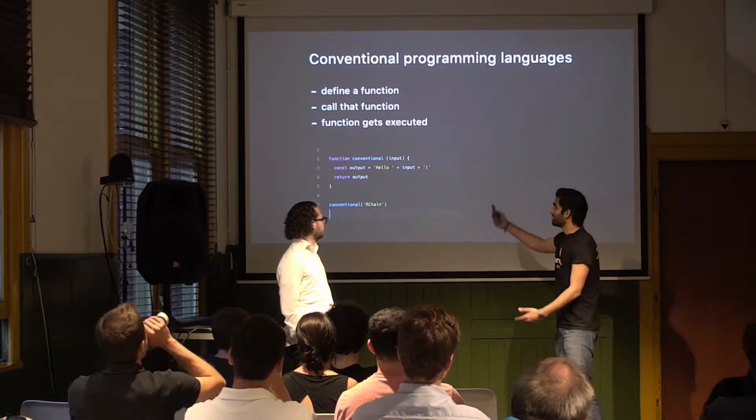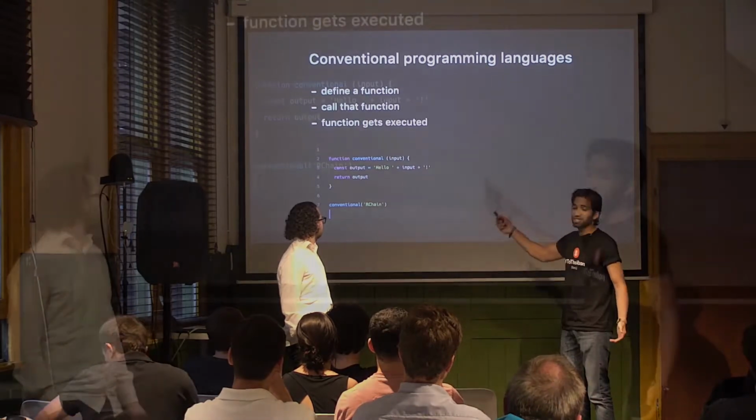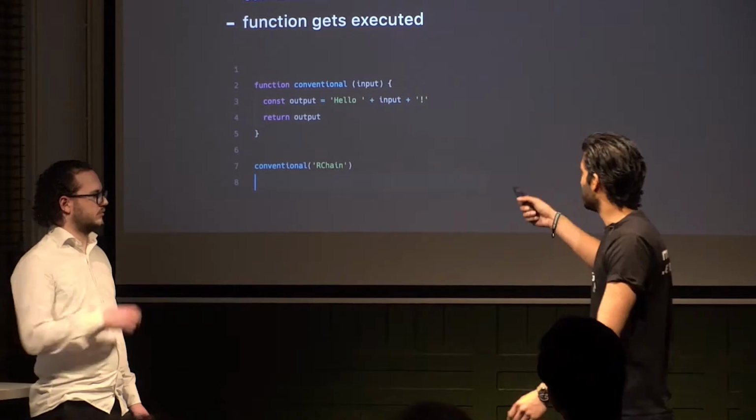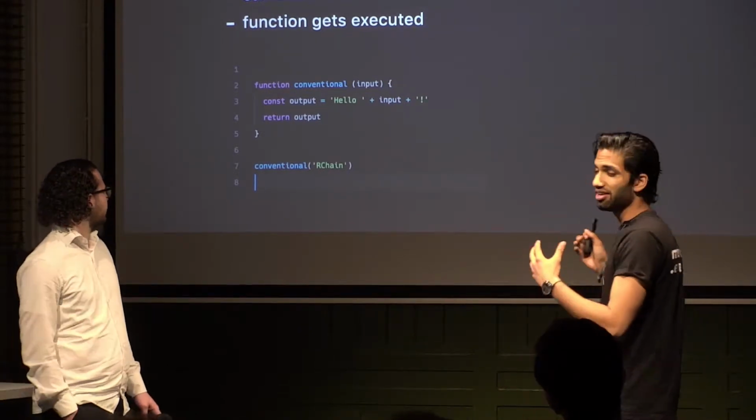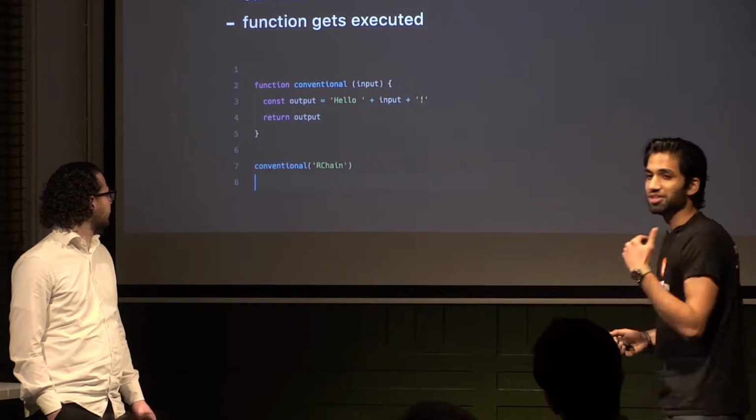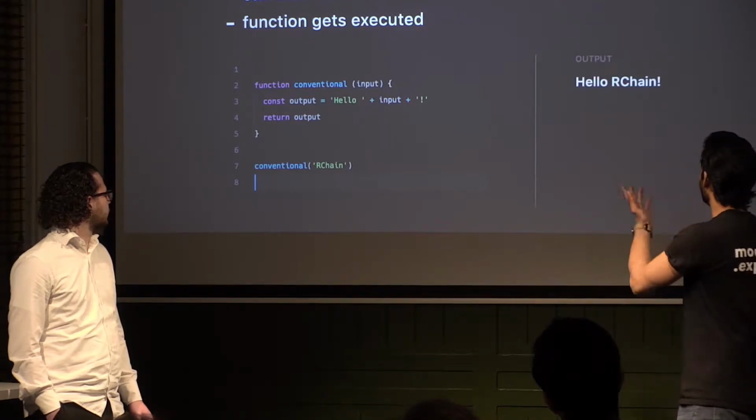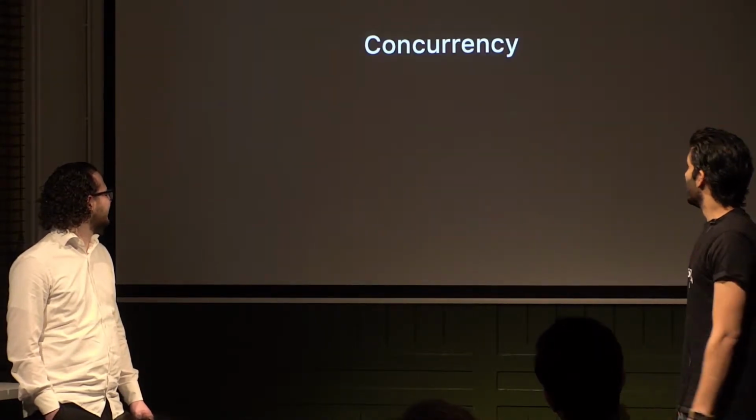So here's a piece of JavaScript code. You define a function with an input. The input gets incorporated in the output, and the output gets returned. So this gives hello RChain.